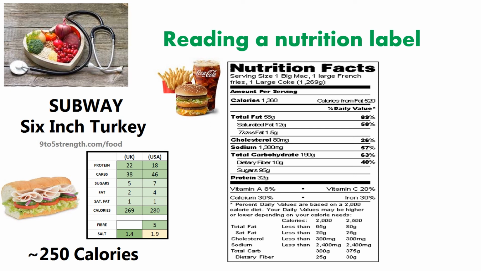And then the other thing to watch for is sodium. This is half your daily requirement of sodium. And for your total carbs, you're at 63%. So 190 grams is 63%. So you've already gotten that much of your carbohydrates in. And if you look at protein, you've gotten 32 grams. So even though you've got 2 meat patties, the actual amount of protein is only really 1 ounce.